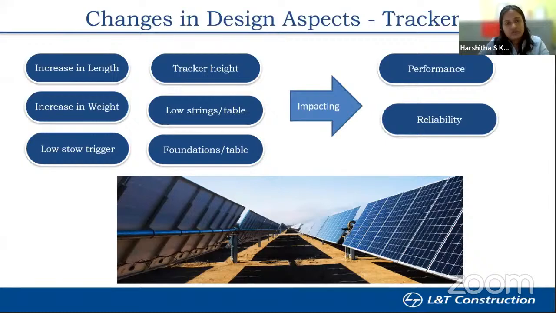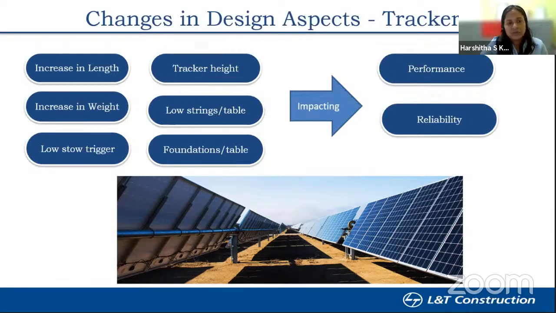Because of the change in the module size, the impact with respect to the tracker is presented here. Definitely with a larger size module, there is an increase in the length of the torque tube, and hence a limitation which is dictated by the tracker torque tube length. So the number of strings within a tracker sometimes gets limited if the module is not able to fit within that. The tracker height has to increase so that proper generation and performance of those modules is also maintained.